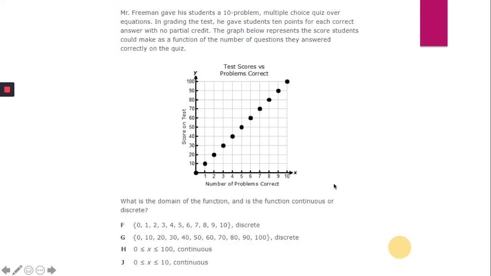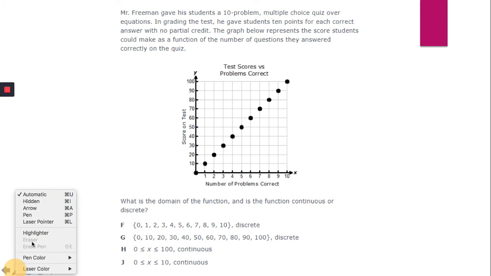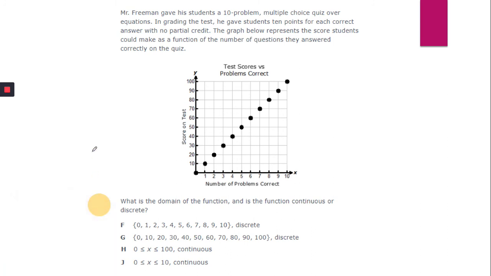All right, try this one. And we already know, what's one thing we should already know? Is this, based on the graph, is it discrete or continuous? Discrete. So which answer choices could I already mark out? H and J, because they're inequalities, and it tells us it's continuous. This is asking for the domain, so it's asking for the X values. So I have X value 0, 1, 2, 3, 4, 5, 6, 7, 8, 9, 10. So F is my answer.